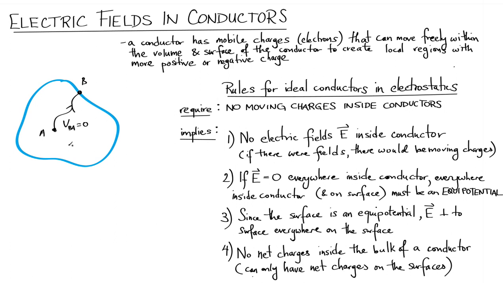Either an inner surface, as I'll talk about later, or in this case, this is a closed conductor, so it just has an outer surface. So how can we prove number 4? Well, we can just see that using Gauss's law, right?